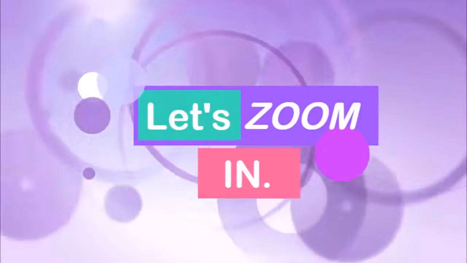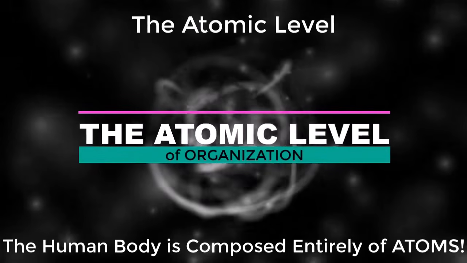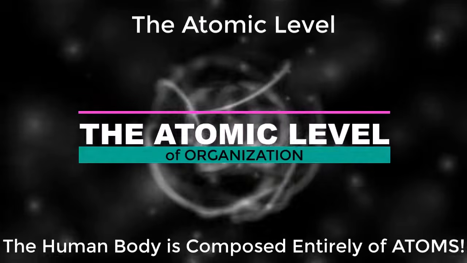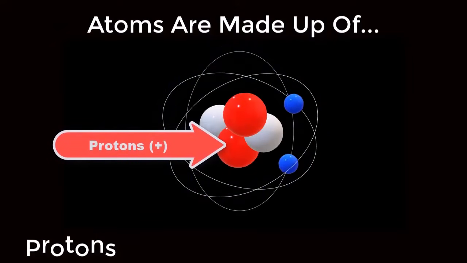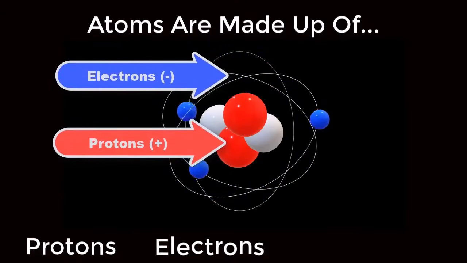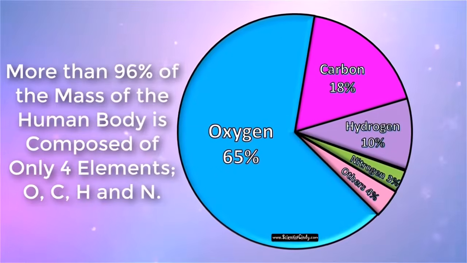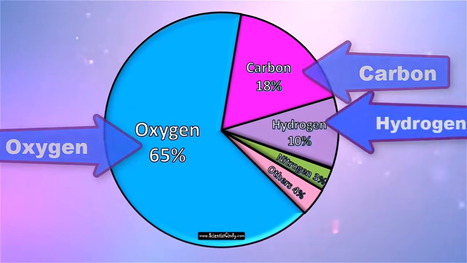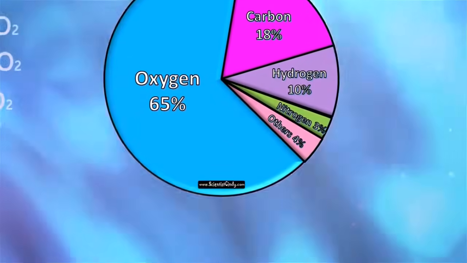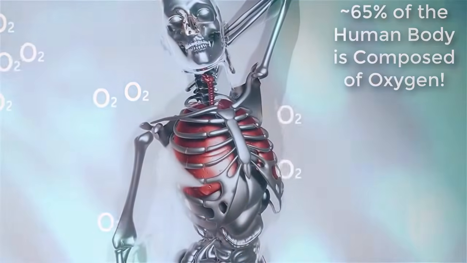So, what are we really made of? Let's zoom in. We begin at the atomic level of organization. At this level, the human body is composed of atoms. Atoms are made up of 3 subatomic particles: positively charged protons, negatively charged electrons, and neutrons, which have no charge. More than 96% of the mass of the human body is made up of only 4 elements: oxygen, carbon, hydrogen, and nitrogen. Oxygen is the most abundant element contained in the human body, making up about 65% of its mass.